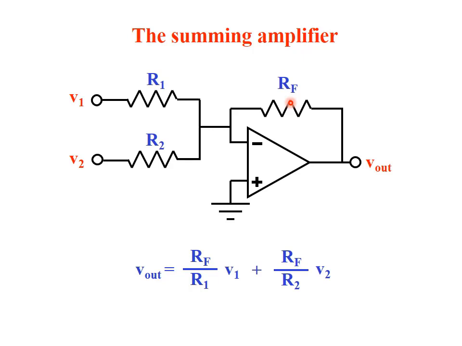Basically, if you have unity gain, for example RF is 1 kilo and R1 and R2 are 1 kilo, then this will be a summer only, because the amplification will be unity, 1. So the output will be V1 plus V2. If you have the same value for the three resistors, Vout will equal V1 plus V2.